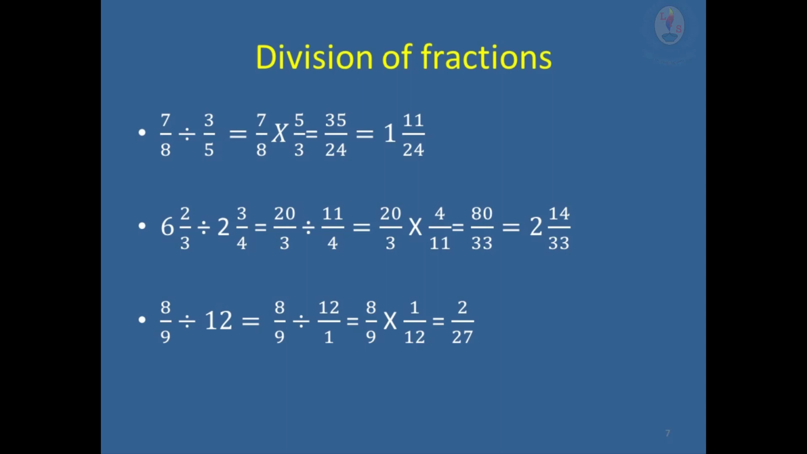Now we can cancel out 8 and 12 by 4. 8 divided by 4 we are getting 2. 12 divided by 4 we are getting 3. 2 times 1, 2. 9 times 3 we are getting 27. The final answer is 2 over 27.